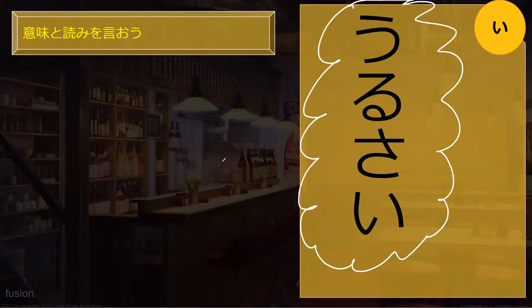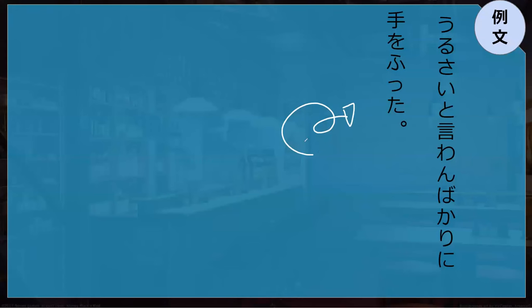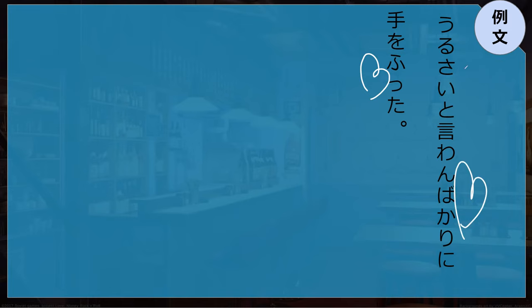So urusai is a word most Japanese learners know if they watch a lot of anime. Do you know what urusai means? I mean noisy. Noisy! Shut it! Can you tell me what the sentence means? Urusai to iwan bakari ni te o futta. Wave the hand as if to say, noisy, be quiet. Perfect.